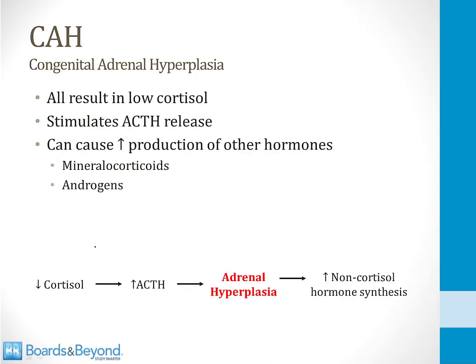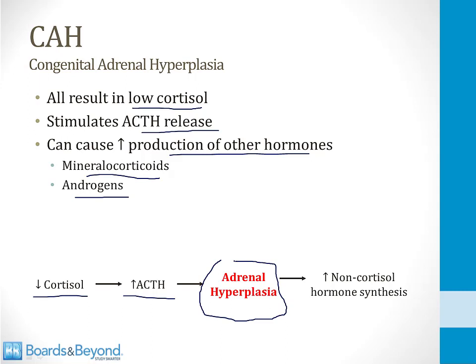So in all of these disorders, because of some enzyme deficiency, there is low cortisol, which stimulates ACTH release from the pituitary, and this can cause increased production of the other hormones, as I just said, like mineralocorticoids and androgens. In addition, the low cortisol drives up the ACTH, and that causes adrenal hyperplasia, and that's how these disorders get their names. The result of the adrenal hyperplasia, however, is not more cortisol synthesis. That cannot occur because of an enzyme deficiency, so instead you get an increase in some non-cortisol hormone synthesis.